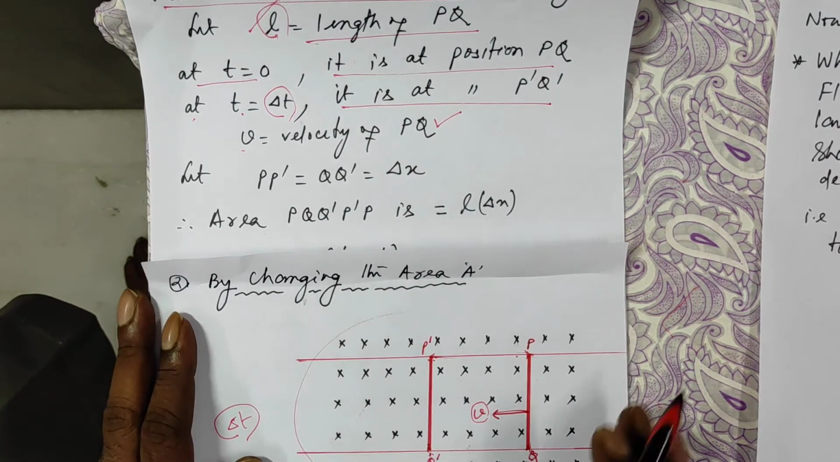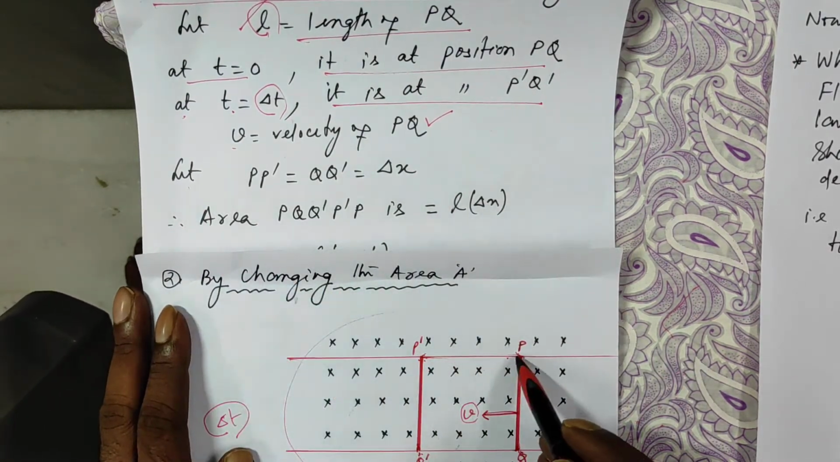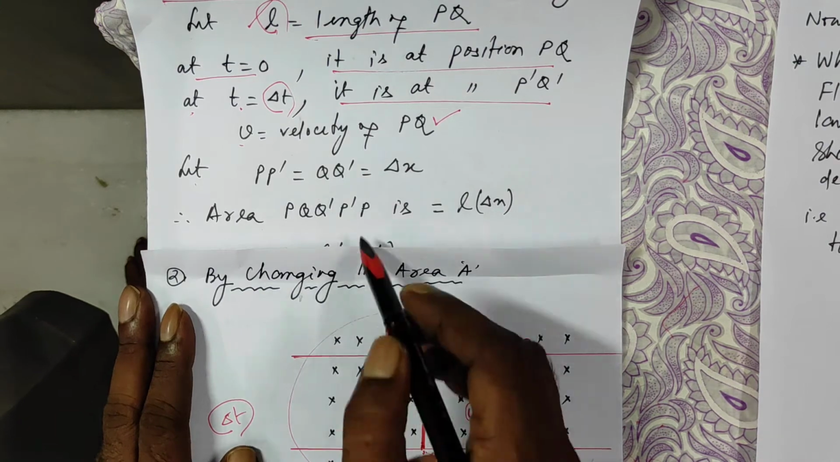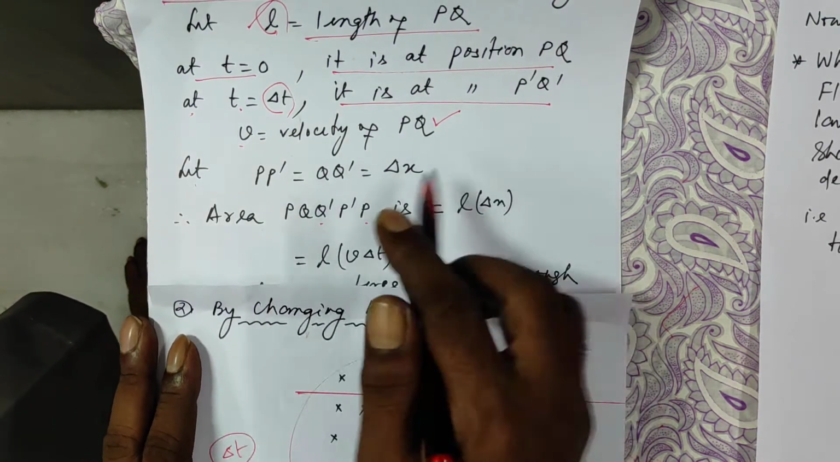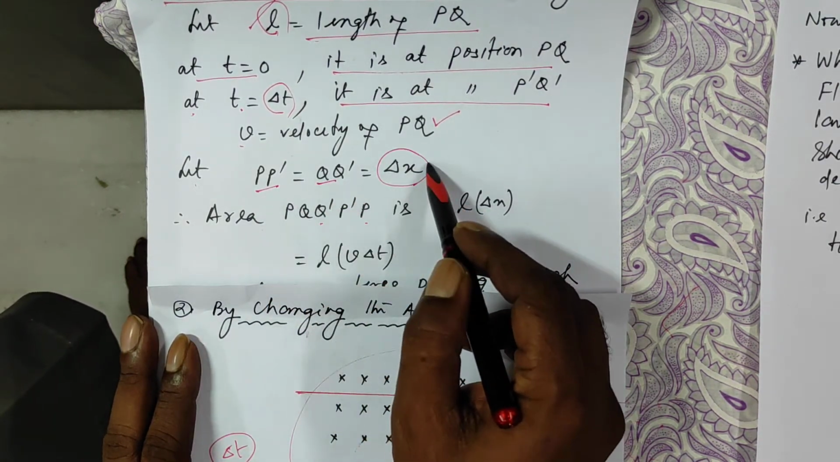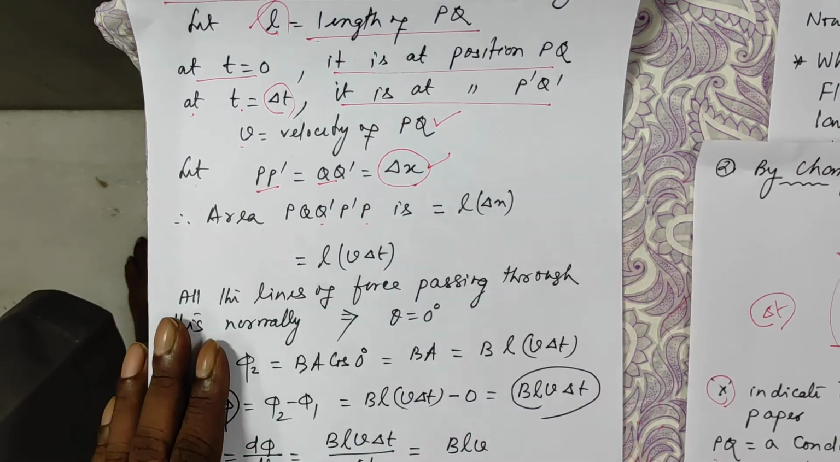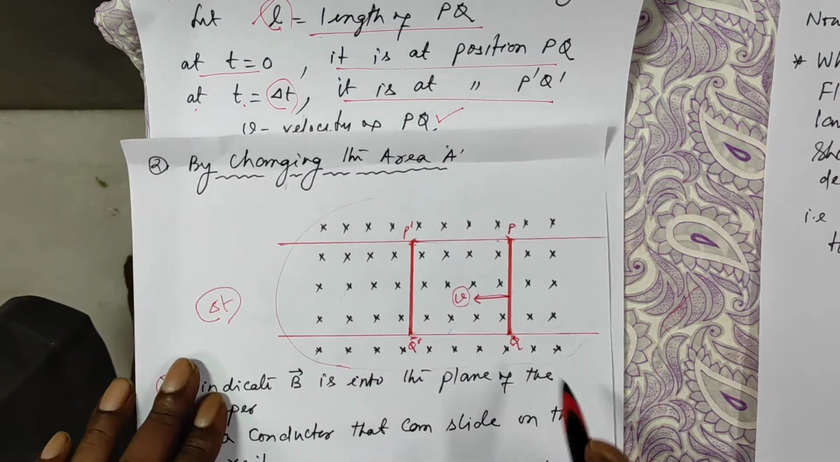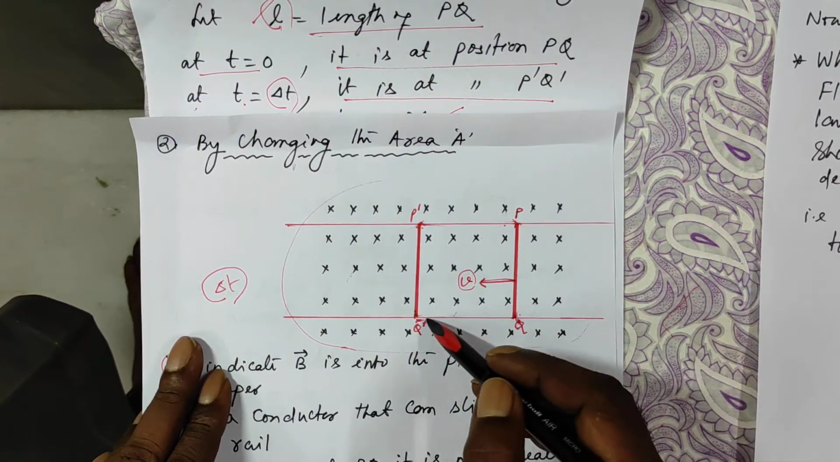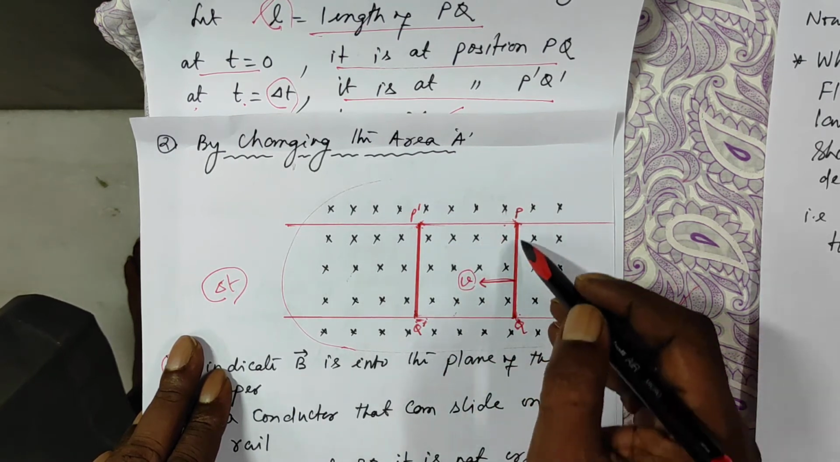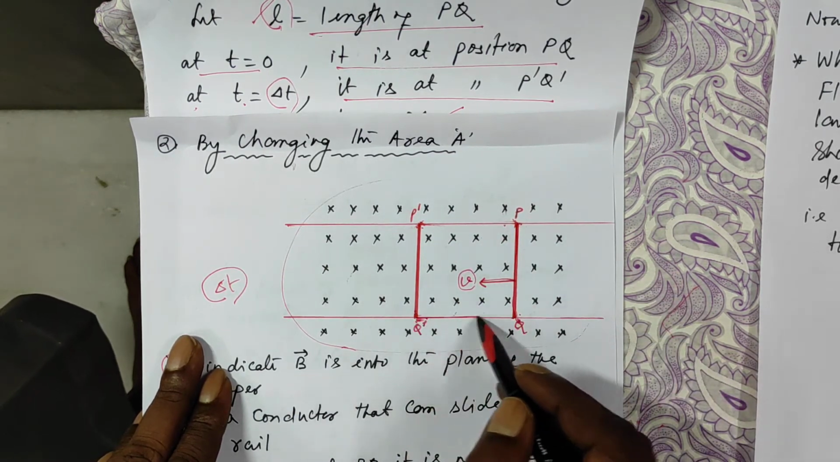So let P dash Q dash be equal to delta x, a small distance. Therefore, this area Q dash P dash will be this length into this breadth.